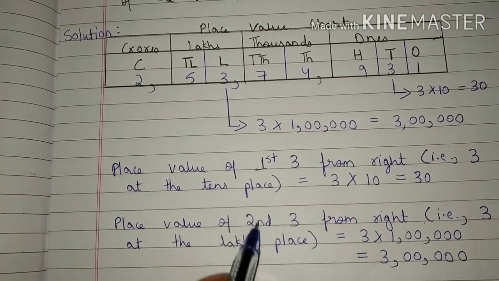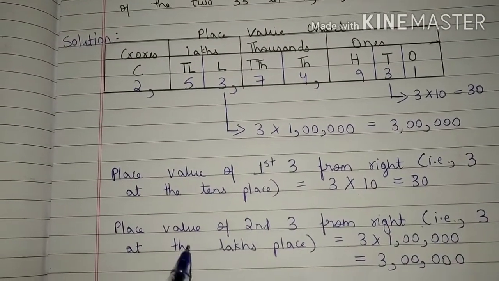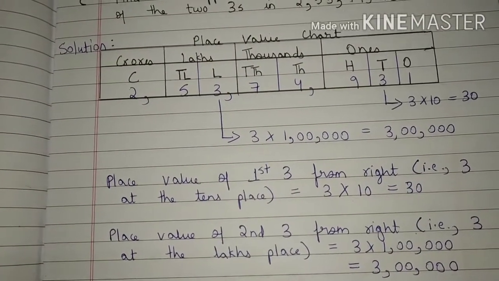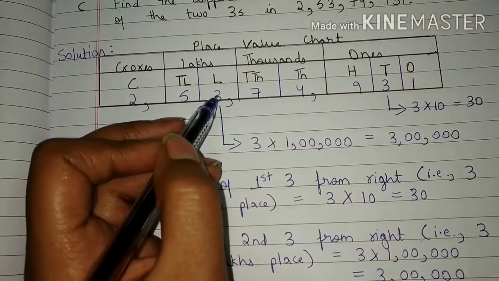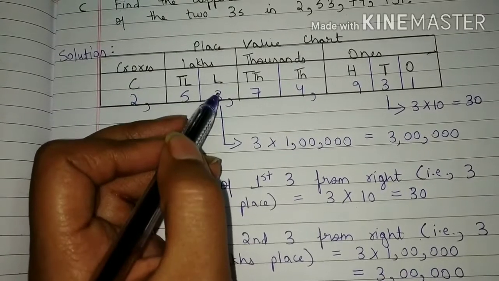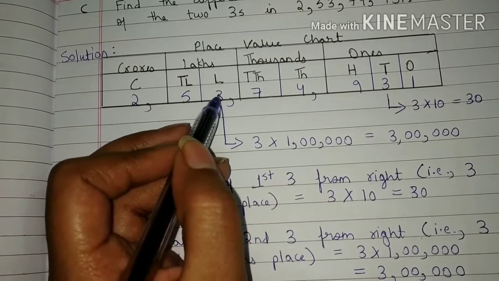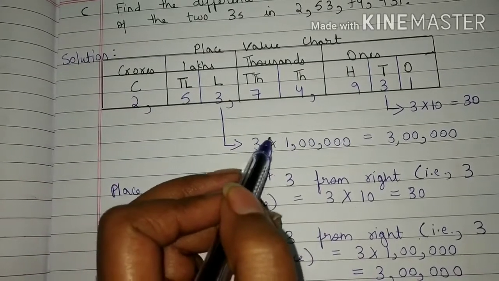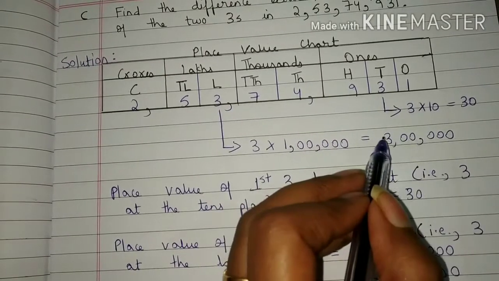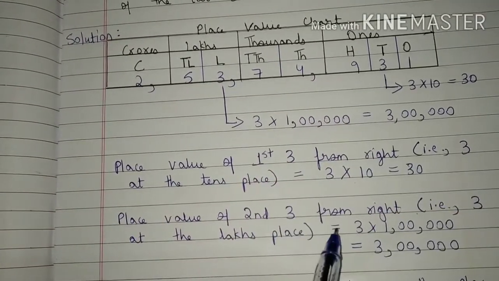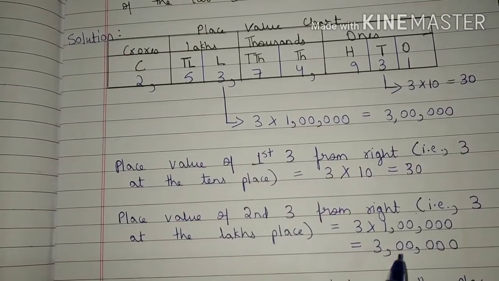Place value of second 3 from right, that is 3 at the lakh place. Students, again if you see from the right side, you will see that 3 is given at lakh place. So place value of second 3 is 3 into 1 lakh is equal to 3 lakh. So place value of second 3 is 3 lakh.